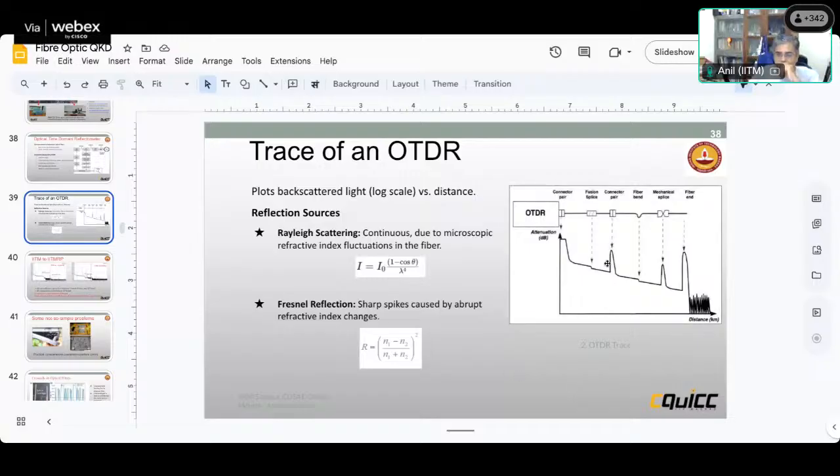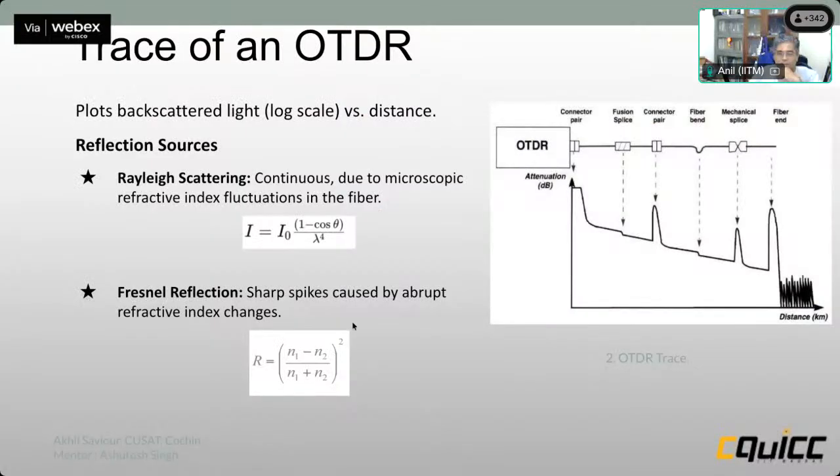The sharp reflections are because you're going from air to glass or glass to air, and that is given by this formula. Sorry, let me go full screen. It is basically caused by change in refractive index. So you'll see if glass is 1.5 and air is 1, then this becomes 1.5 minus 1, which is 0.5, divided by 1.5 plus 1, which is 2.5. 0.5 by 2.5 is 1/5. You square it, it becomes 1 by 25. So every time there is one of these things, 1 over 25 of the power gets reflected, and you'll see this as a spike.